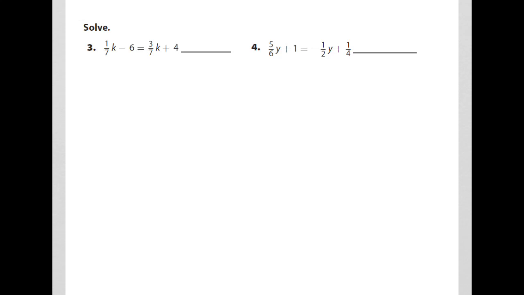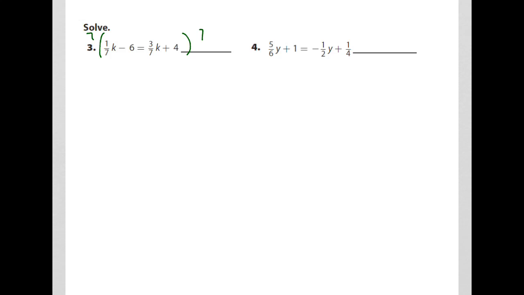Okay. Wow, this is a good one. So we see the first equation. It says 1/7 k minus 6 is equal to 3/7 k plus 4. It is not that difficult because we see we have denominators of 7, 1, 7, and 1. So our least common denominator is 7. So we're just going to simply multiply every single thing on both sides by 7.